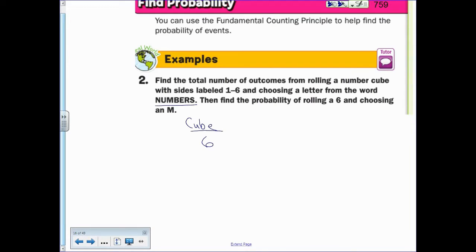The word numbers has how many letters in it? 1, 2, 3, 4, 5, 6, 7 letters in it. So there's 7 possible outcomes from choosing a letter from the word numbers. I multiply those together and I find out that there are 42 total possible outcomes in the sample space. So, how many of those 42 outcomes do you think is rolling a 6 and then choosing the letter M? So what is the probability of 6, M?